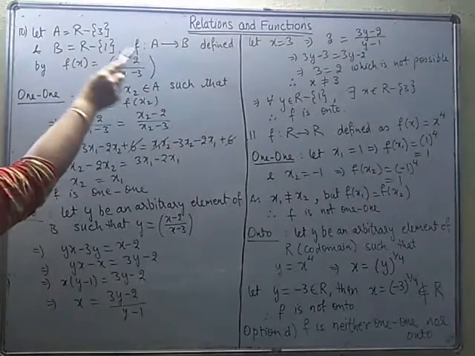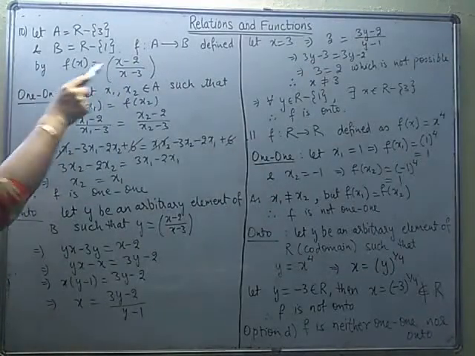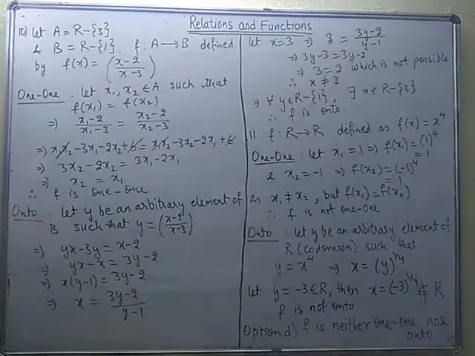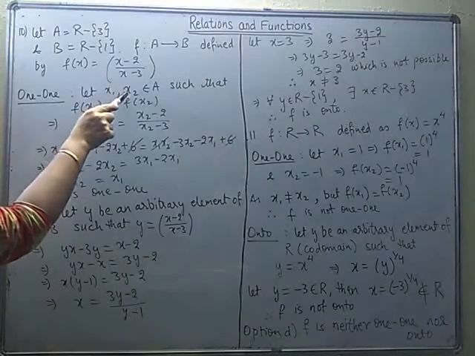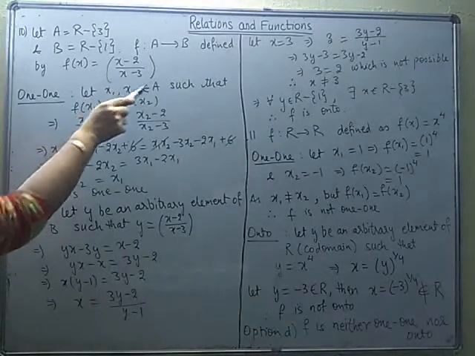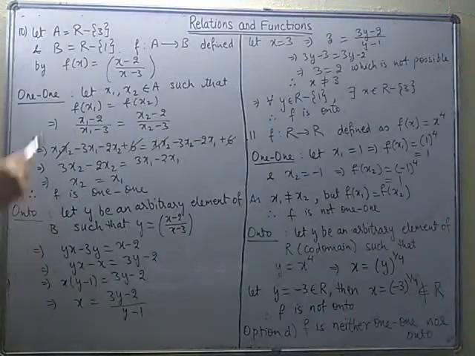And this is how the function is defined. f(x) is (x minus 2) over (x minus 3). We will quickly check whether it is one-one and onto or not. For that, let us take two real numbers x1, x2 from the set A such that their images are equal. That means f(x1) is equal to f(x2).